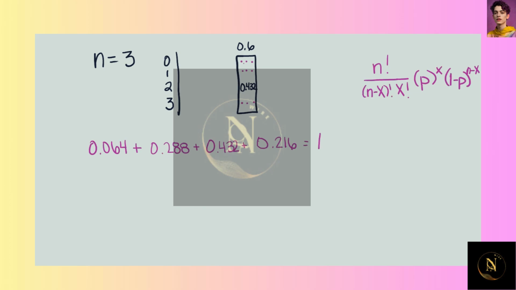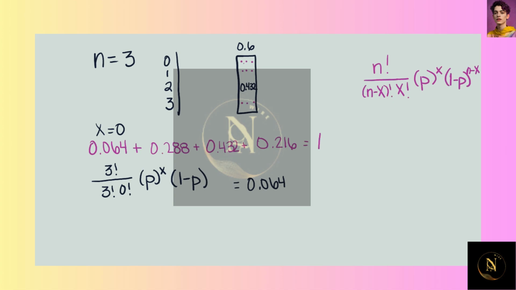And I already know that the answer to this is 0.064. My n is 3, because that's my sample size. I'm doing x equals 0 here. So n minus x is 3 minus 0, which is 3 factorial. x is 0, so that's 0 factorial. I don't know my probability of success yet, and I don't know 1 minus p because I don't know the probability of success.